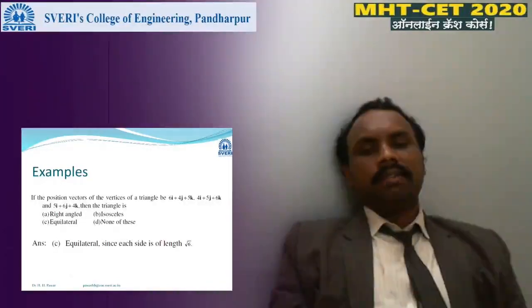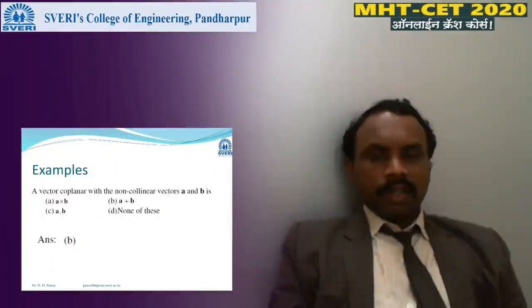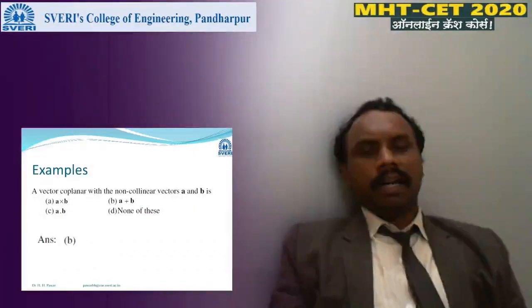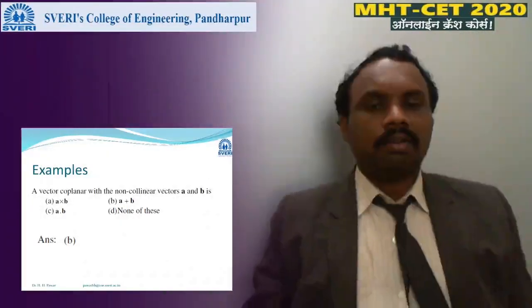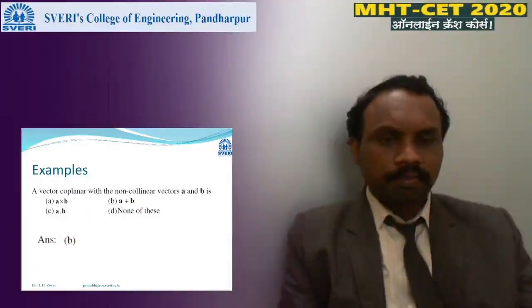Hence, an equilateral triangle is the right choice for this question. Now we'll see another example. A vector coplanar with the non-collinear vectors a bar and b bar is obviously option B, because a bar plus b bar is coplanar with the non-collinear vectors a bar and b bar.